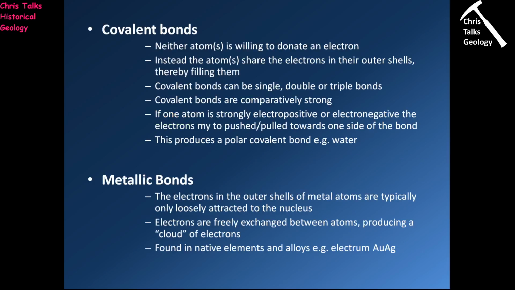Now, a much stronger type of bond is called a covalent bond. So a covalent bond is going to form where you have two atoms and neither of them wants to give away electrons, but on the other hand they both really want electrons. And so what happens in this situation is the atoms go, right, okay, look, I want electrons, you want electrons, but I don't want to give them away. How about we just share what we've got?